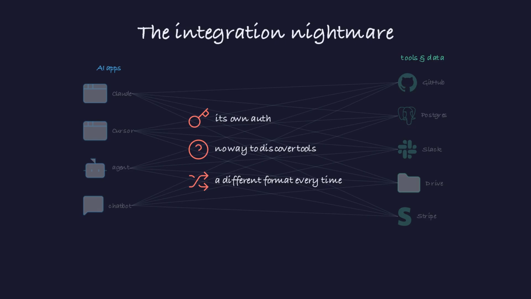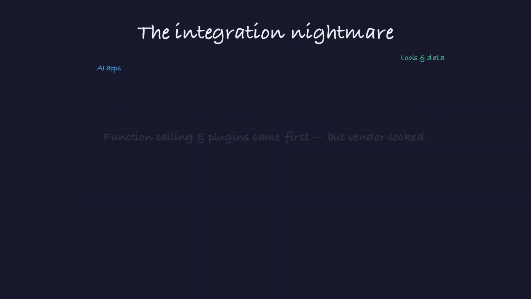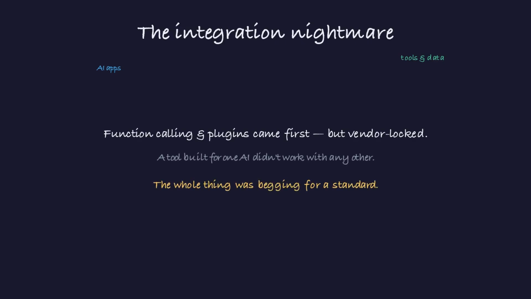Every integration reinvented its own authentication, its own security, its own data format, and the AI couldn't even reliably discover what tools it had. There were earlier attempts like function calling and plugins, but those were locked to one vendor. A tool you built for one AI didn't work with any other. The whole thing was begging for a standard.